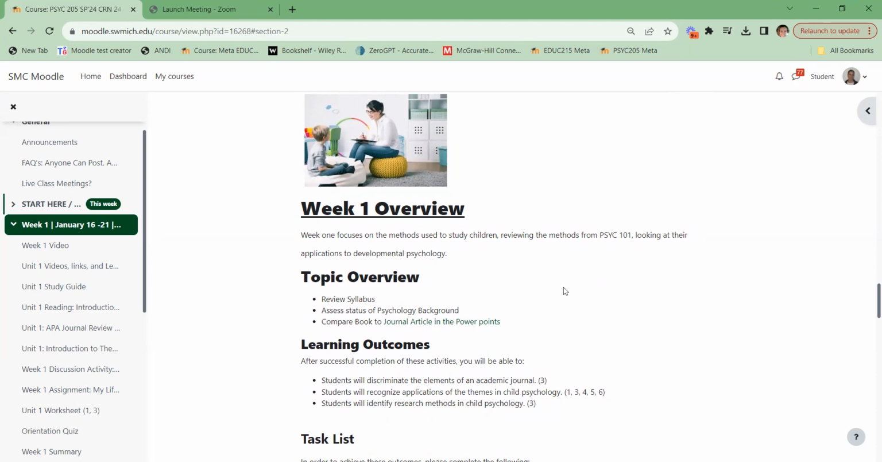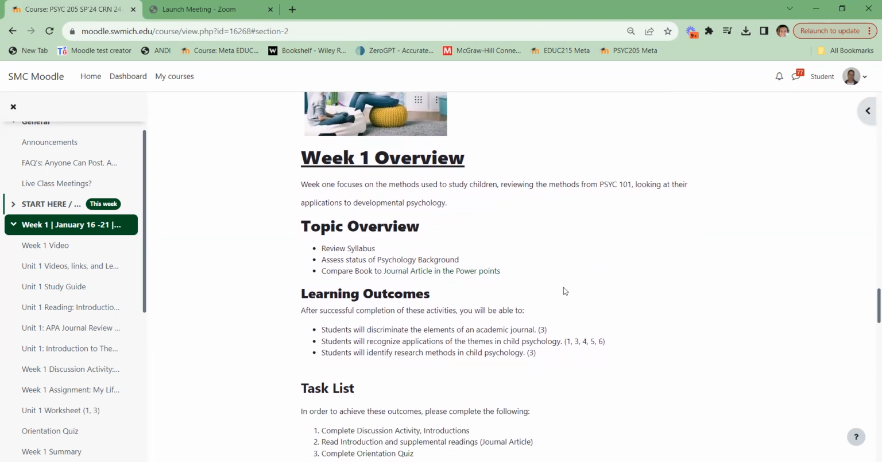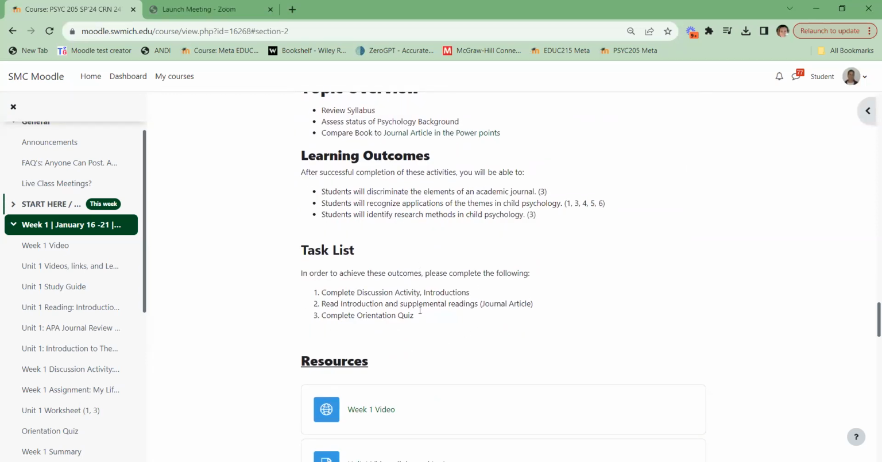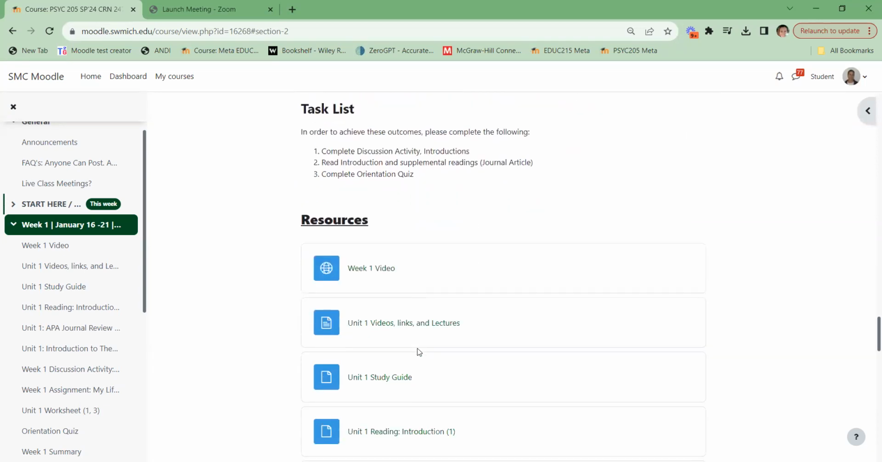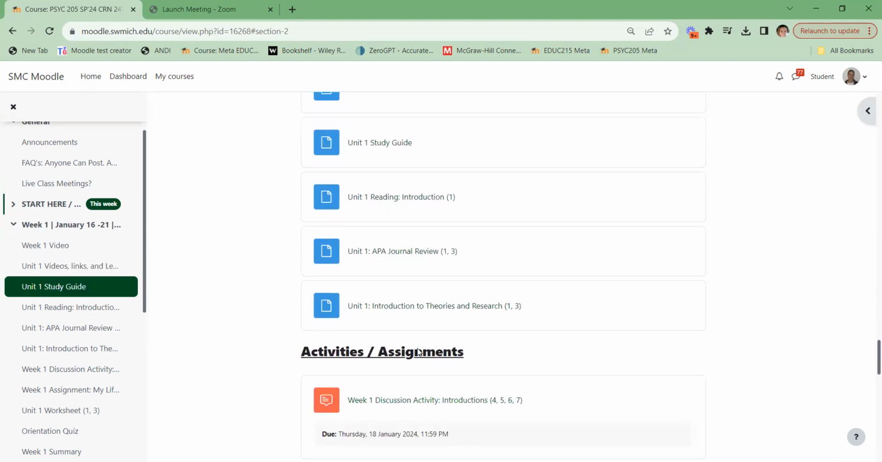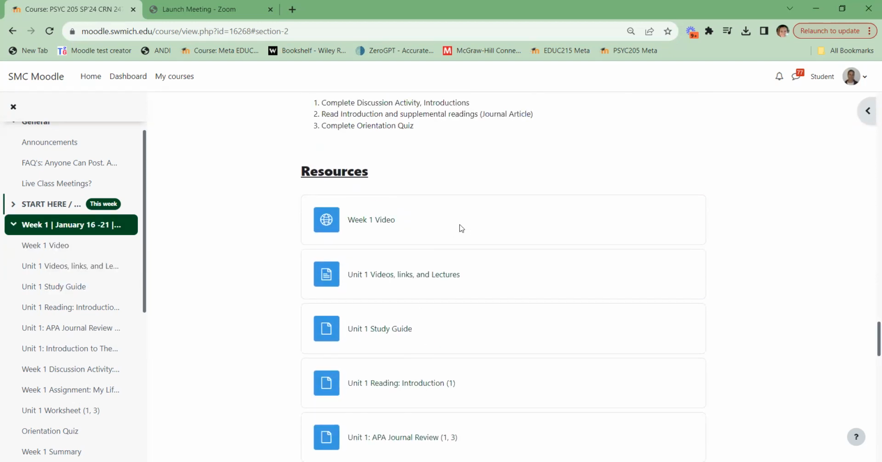So as you can see, this is how a normal week would look. This format will be on every week, so you can expect to see an overview and learning outcomes and a list of tasks for you to complete. You will also see a long list of resources. I want to show you the links. The video that I'm recording right now will be housed right here.